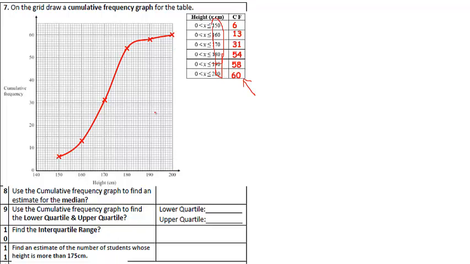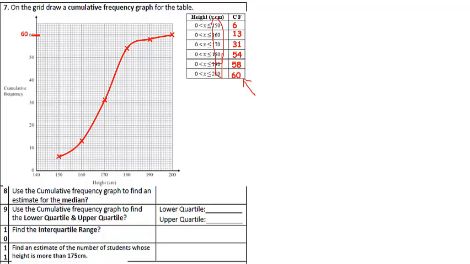Join those up with a curve. Use a pencil. Do not join them up with a straight line. Please, please, please use a pencil. Always put a marker at the highest value. So over there, I actually put a marker in there and mark it in as 60. That's the first part of my question. So that's question 7, where I said draw the cumulative frequency graph.